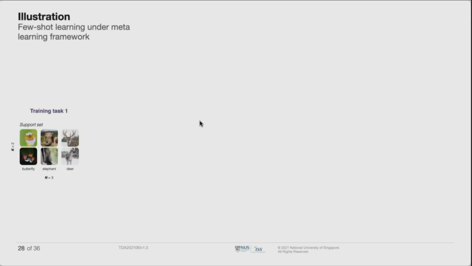What we are trying to do here is to have a model that can differentiate 3 classes of images. And for each class, the model can only take a look at 2 images. In other words, we are looking at a 3-way 2-shot classification. 3 classes. For each class, we have 2 samples.